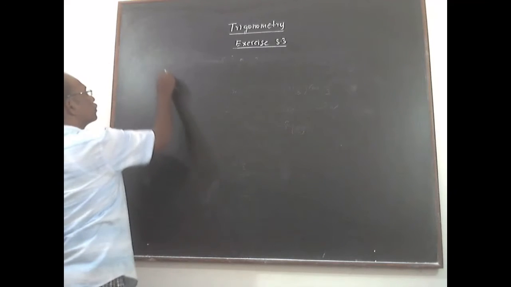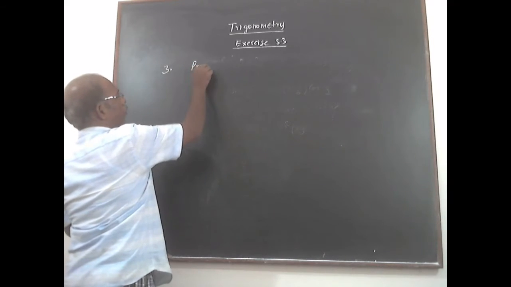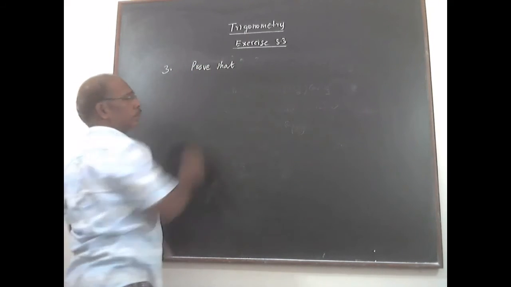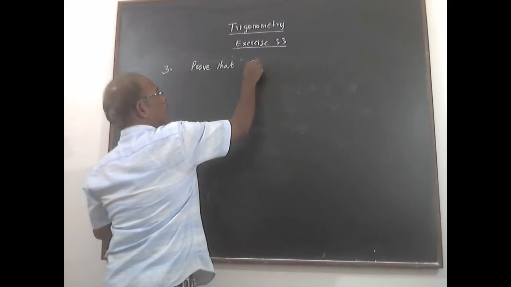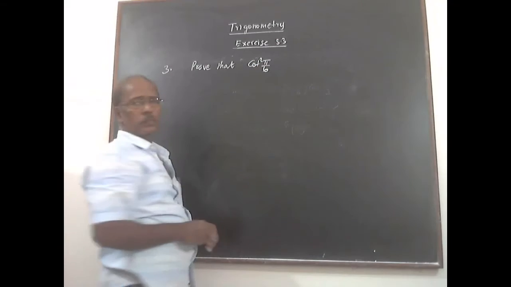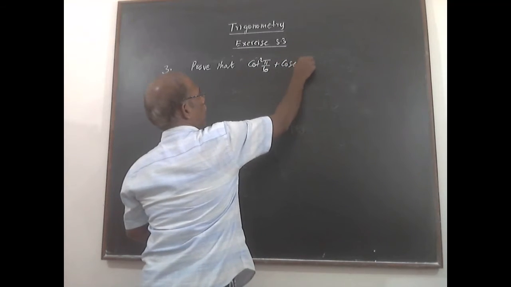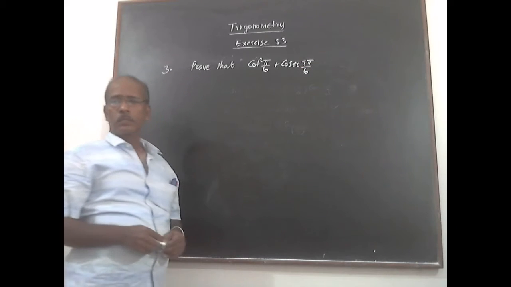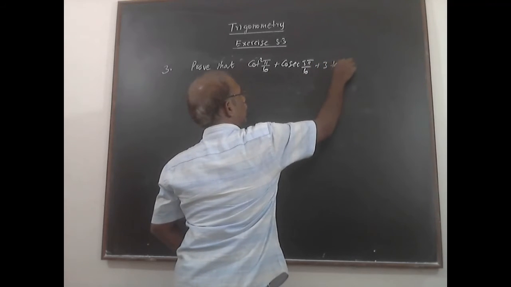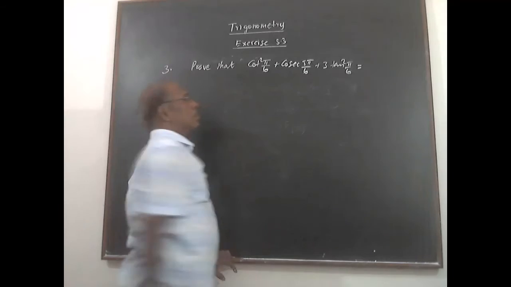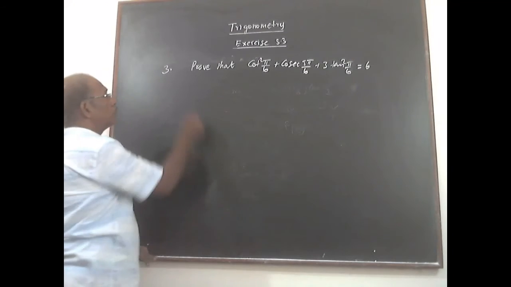Third question, prove that cot square pi by 6 plus cosecant 5 pi by 6 plus 3 tan square pi by 6 should be equal to 6. Okay, proof.